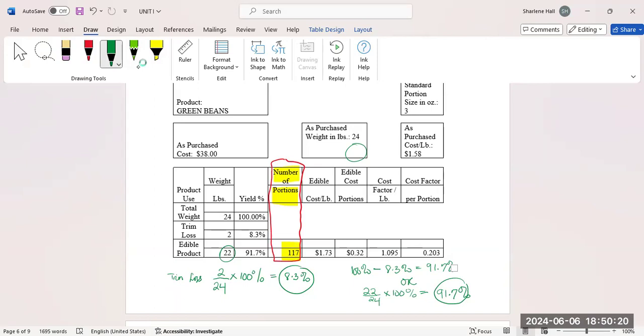Sir, I get it, sir. 1 pound is 16 ounces, sir. Right? And it's 22 pounds, sir. So you multiply the 22 by 16, sir. So you get 352, and then you would have divided by 3 because it's 3 ounces per portion size, sir, and you would have got 117, sir.